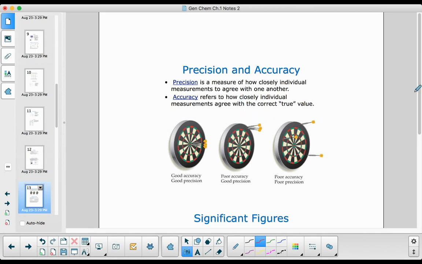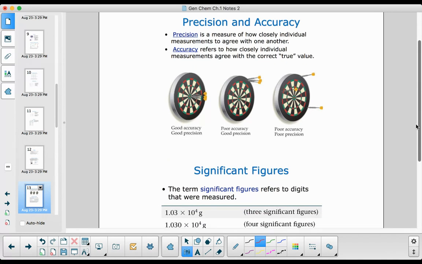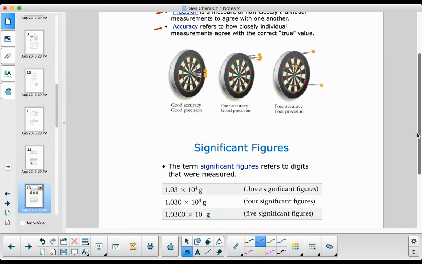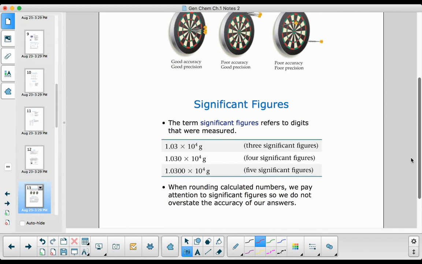First, just to describe the difference between precision and accuracy. I know there's one of the helpful video links that describes the difference between the two. Precision is how close individual measurements are to each other, while accuracy is how close you are to the true value. They use this nice dartboard example to describe the difference between accuracy and precision.